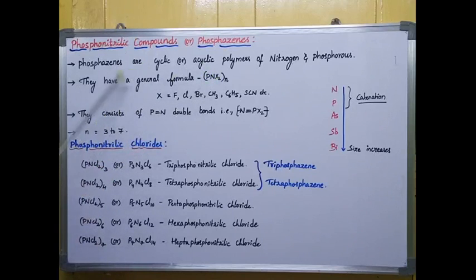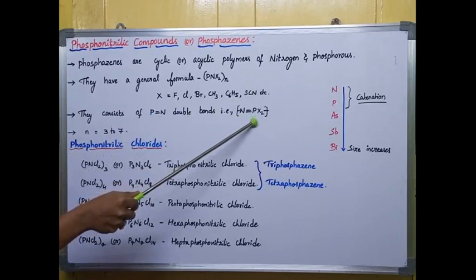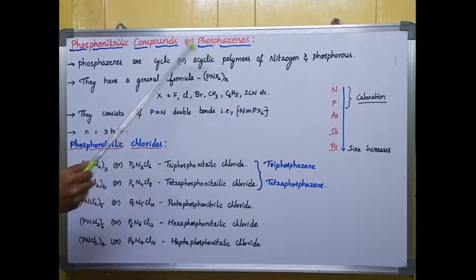These compounds consist of P double bond N. P double bond N will be there in this particular compound. So you can observe this unit N double bond PX2, where X can be any halogen or aryl or alkyl group. This unit will be continuously repeated in these polymers. Okay, so let us see phosphonitrilic chloride.